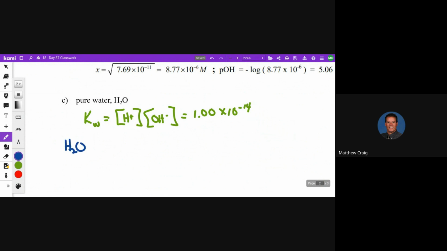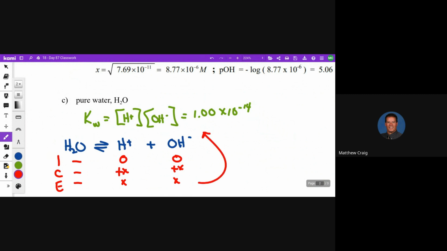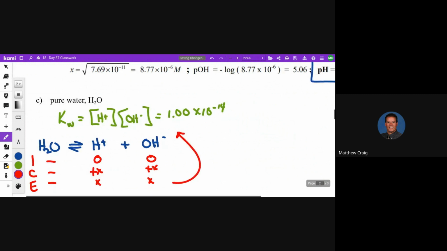So we've got water that breaks apart into hydrogen and hydroxide. Not very well, but it does. And it looks like this. It is pure water, which is a liquid, and we start off with no hydrogen or hydroxide. We add X, we end up with X. And when we plug those into the expression we already wrote, we have X times X equal to 1.0 times 10 to the negative 14.